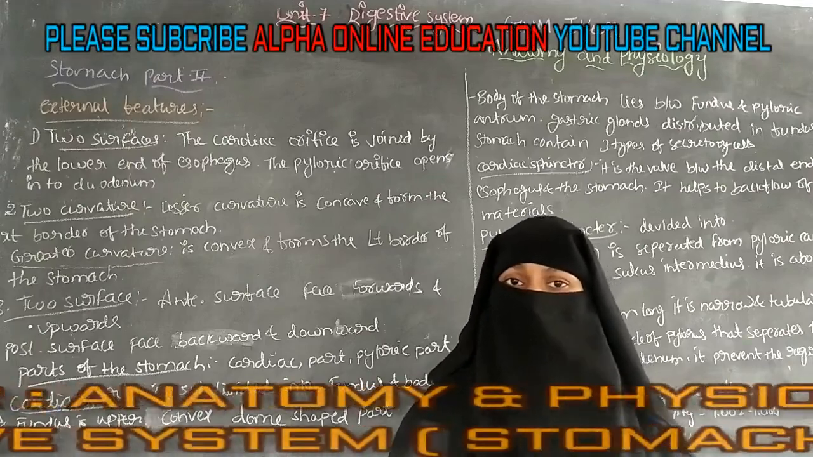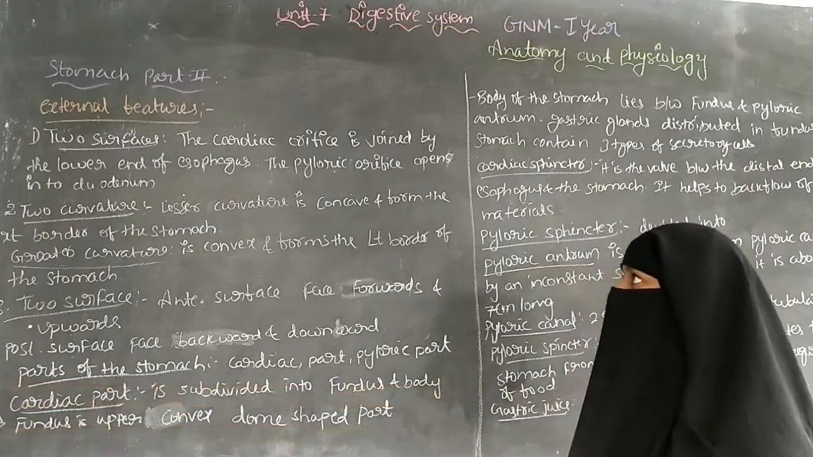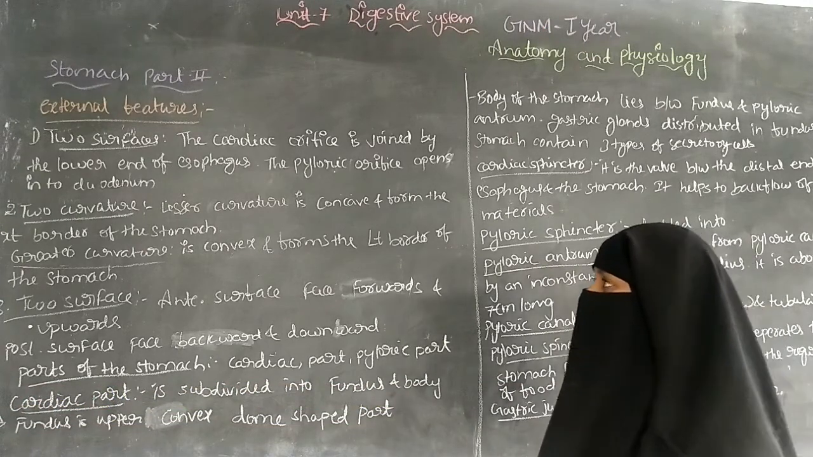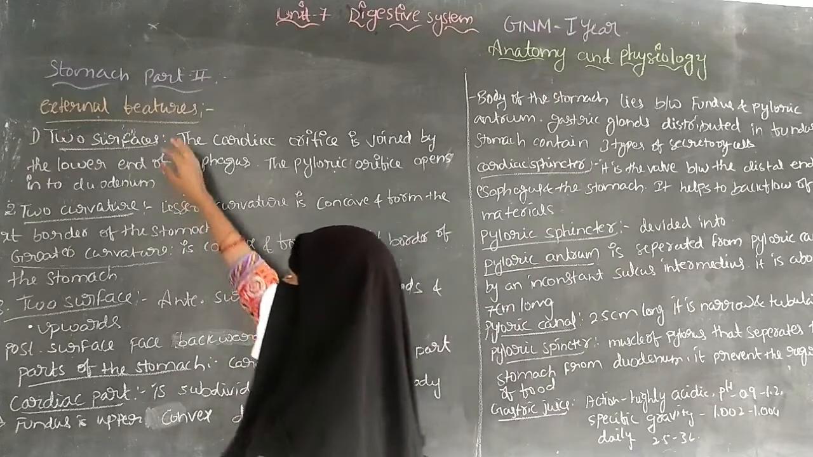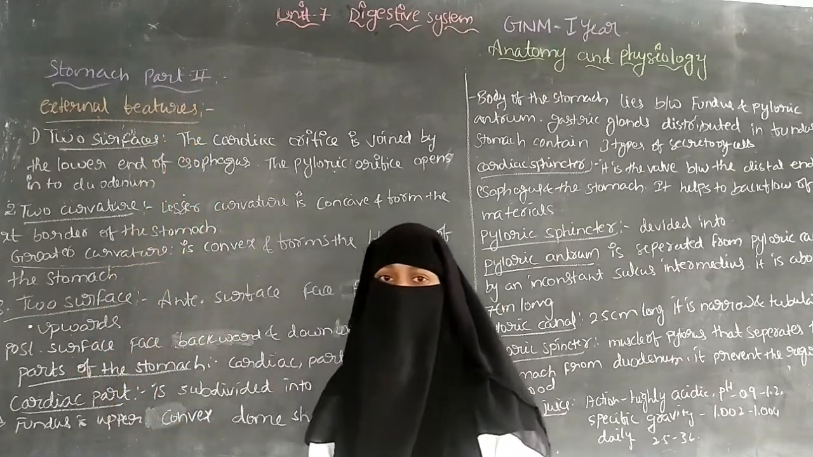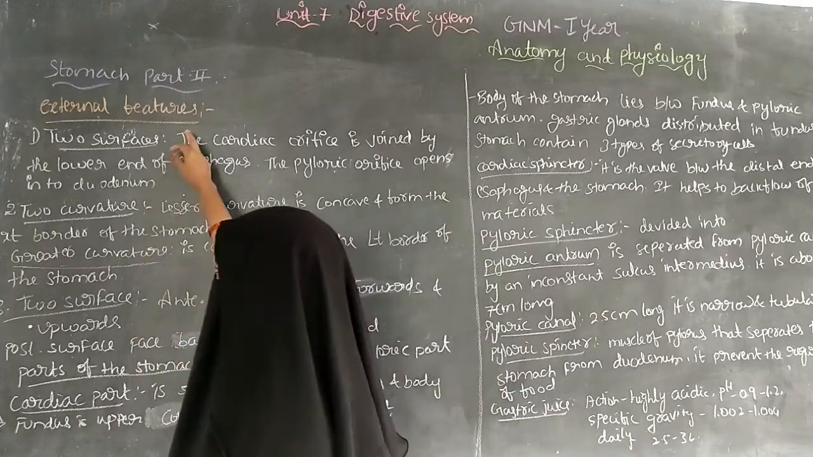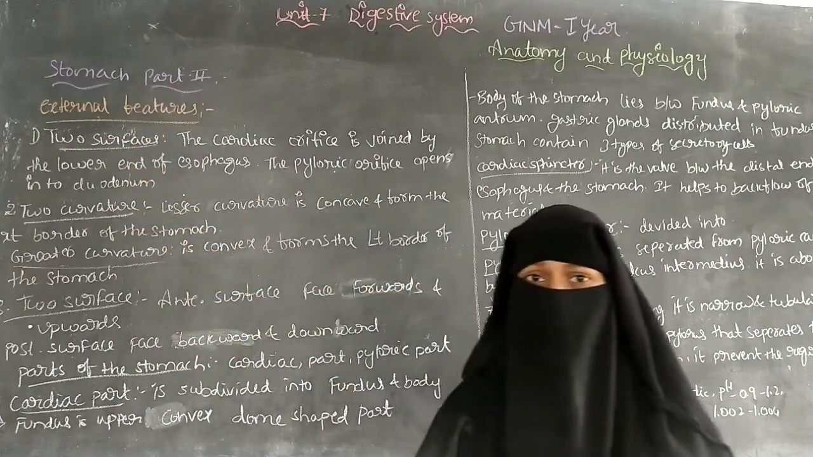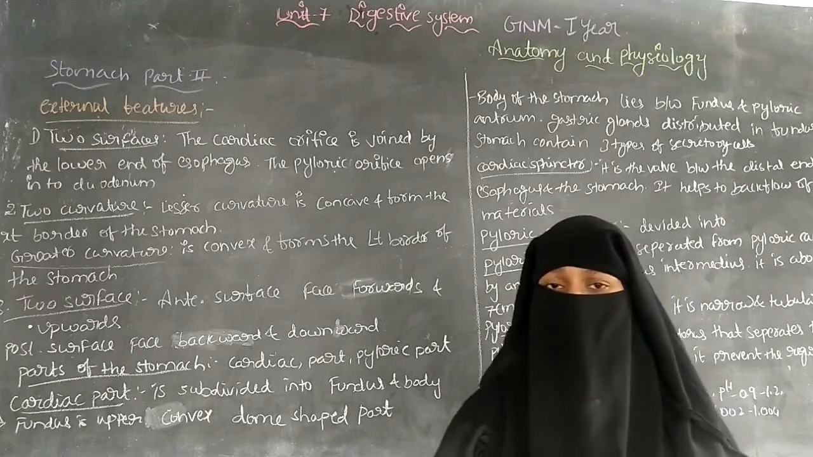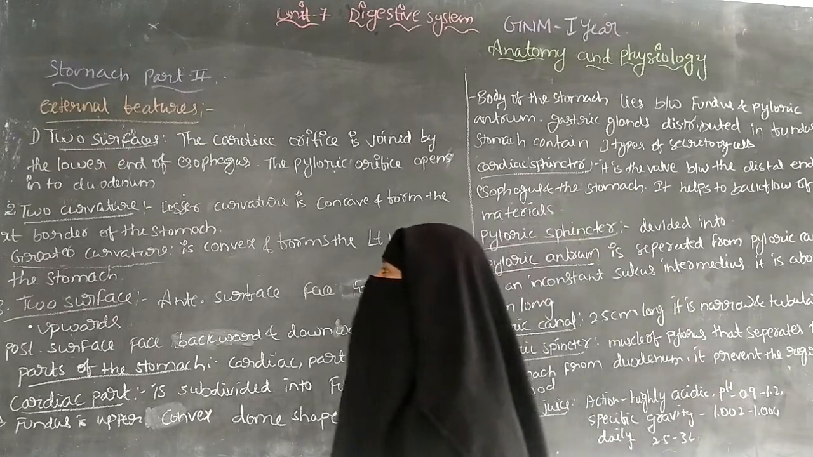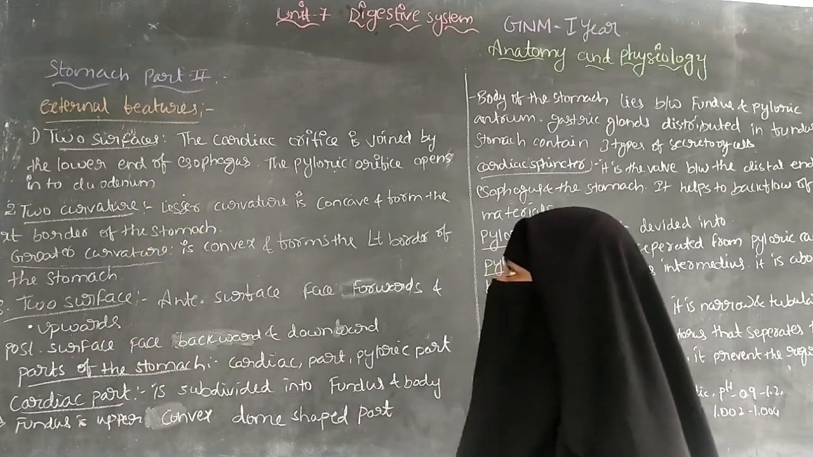So in this class we are going to discuss Unit 7, the digestive system. In the last class we saw the stomach, part 1, and now we are going to discuss part 2 about the stomach. Part 2 includes the external features. In part 1 we saw up to the structure of the stomach. So next is the external features of the stomach.